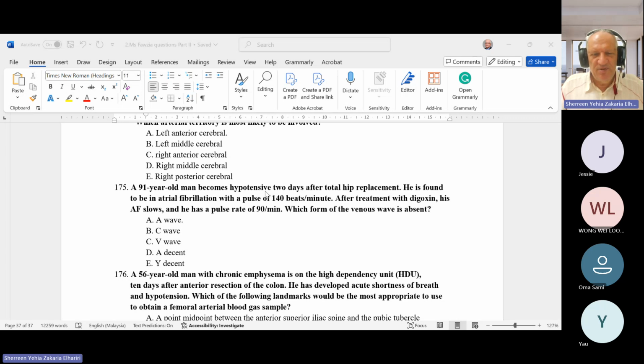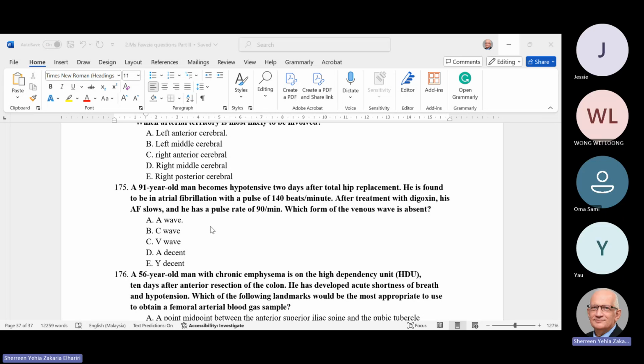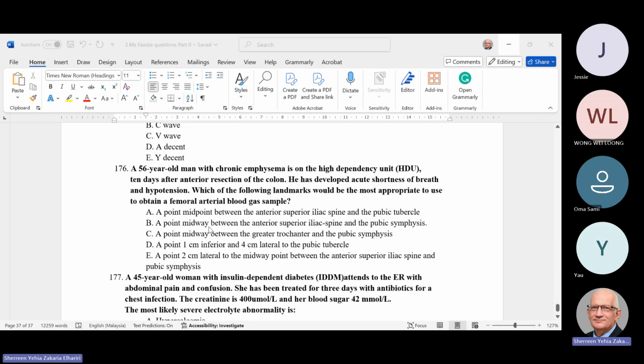A 91-year-old man became hypotensive 2 days after total hip replacement. He was found to be in AF with pulse 140. After treatment with digoxin, his pulse is 90. Which venous wave is absent? If the patient has atrial fibrillation, which venous wave is lost? The venous waves are A, C, V, and X and Y descents. The A wave is absent. The jugular venous pressure wave is very important. We'll review it with you also later.